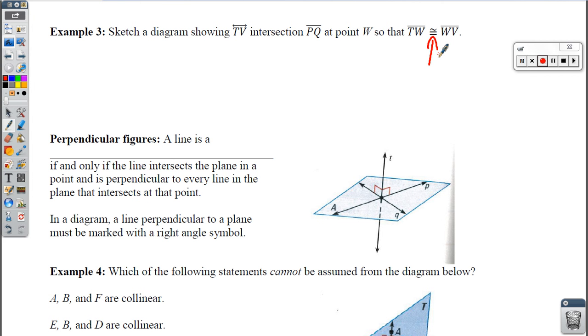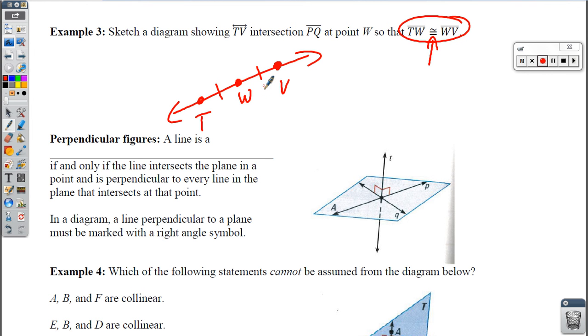So what we would want to do is draw some line TV. That's a line that has point T and point V on it. Then what we want to do is draw the intersection of that and a segment PQ so that the point W, which I'll just draw on here right now, is the midpoint here. So that's what this is saying. Segment TW is congruent to segment WV. That means if this is W, we want TW, that segment there, to be the same as WV, that segment there.